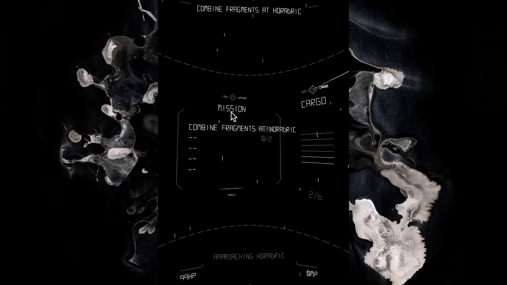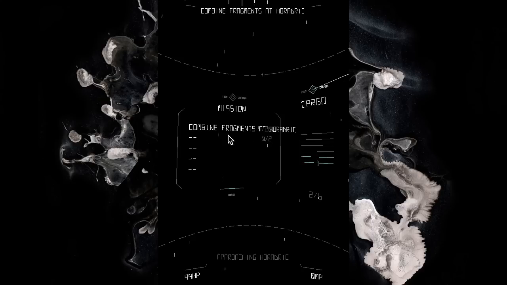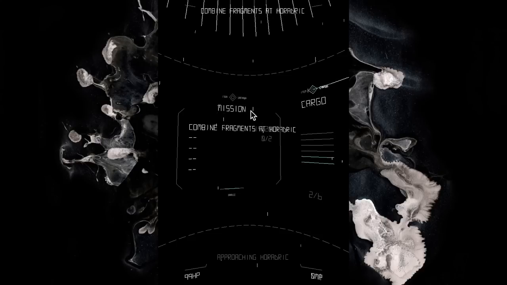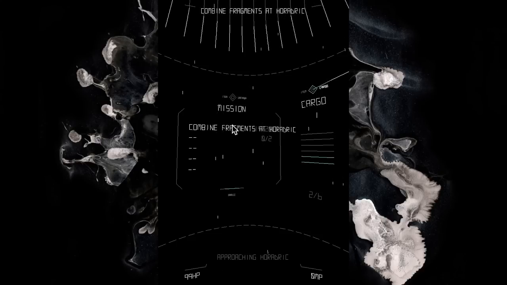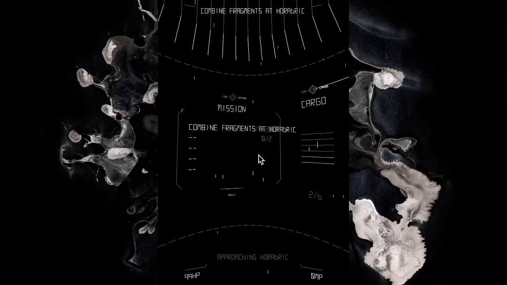So this panel will be replaced. Oh, there's a bit of clipping here. This panel will be replaced by the location panel. Whenever we dock somewhere, this panel gets replaced with something else. And here we will get the cross that will take the place of the mission panel.